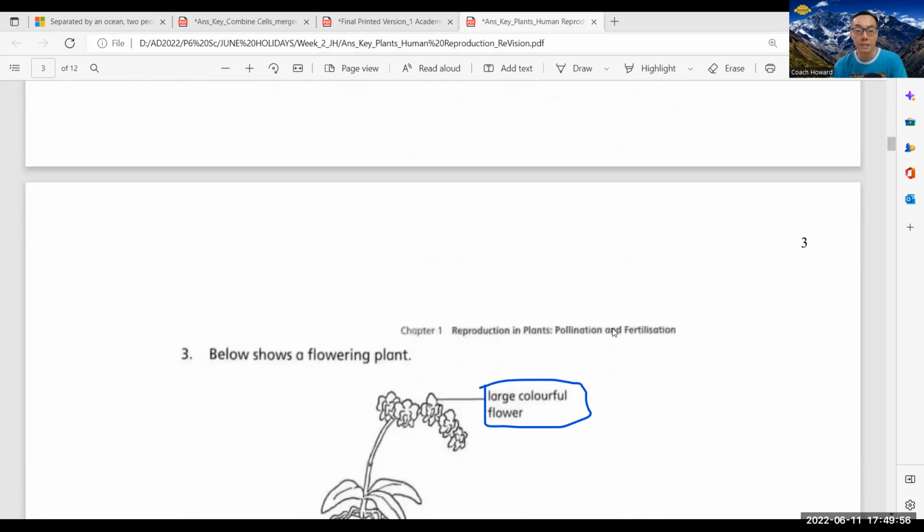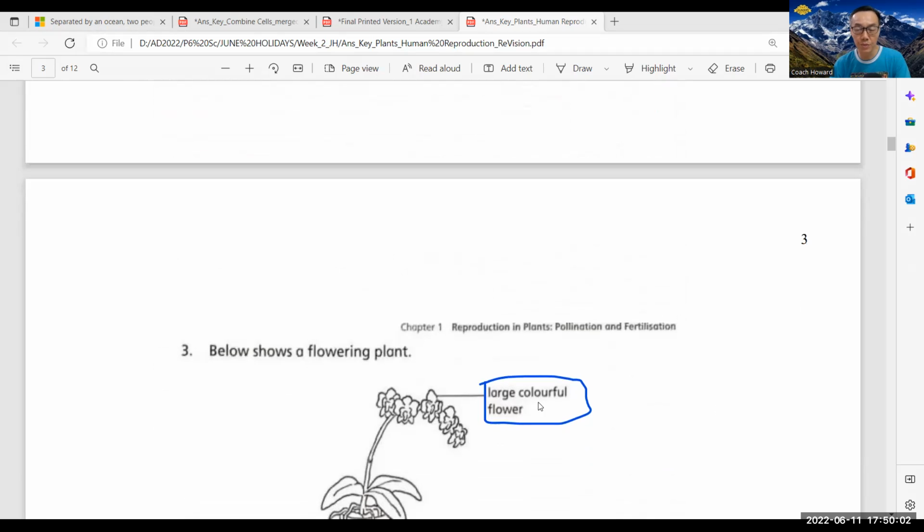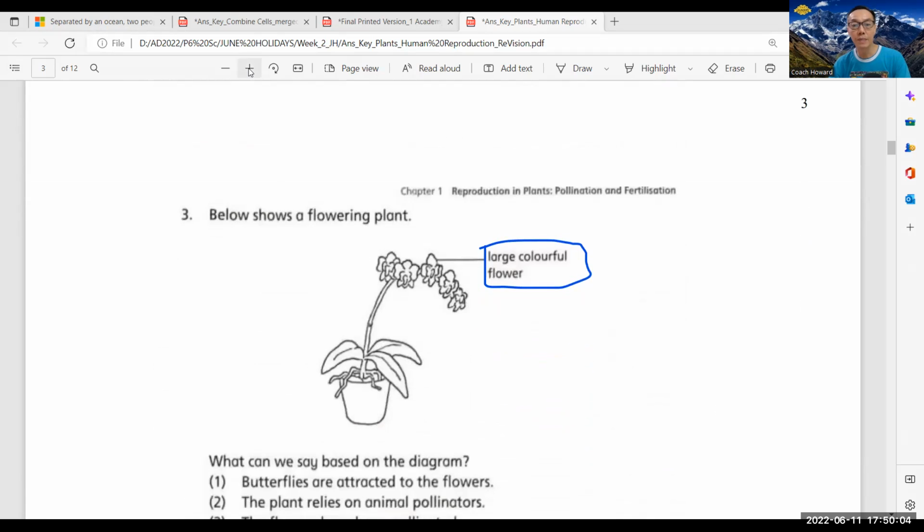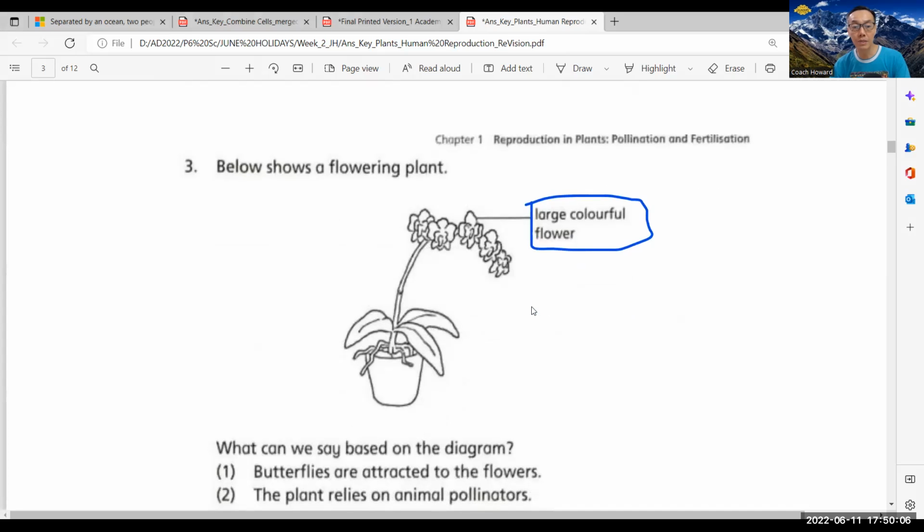Okay, next. This is a flowering plant, as I highlighted here. It's a large colorful flower. Because it's printed in black and white, you won't see the color, but the hint is here: a large colorful flower. So based on what we can say from the diagram, as we know, pollinators are attracted by the color.